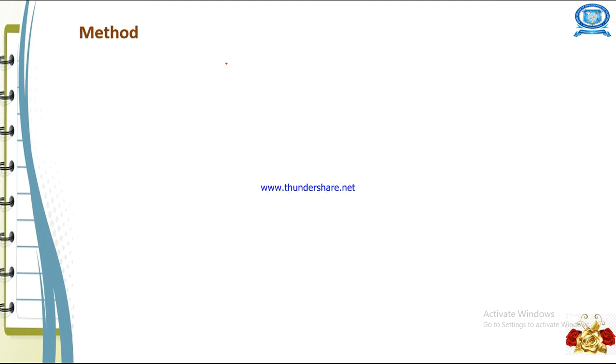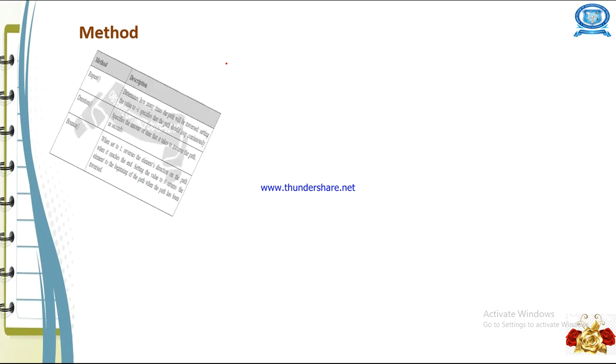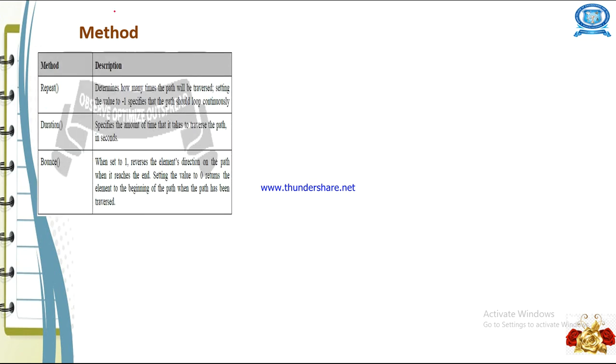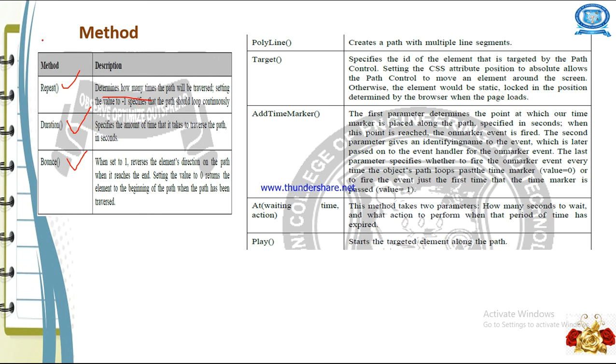Okay. Here also we have used some methods and descriptions. See the methods used in this topic: repeat, duration, bounce. These are my methods. Some other methods: polyline, target, and time marker, wait in time, action, play. Some methods are used with the play sequence control. So see the description also.